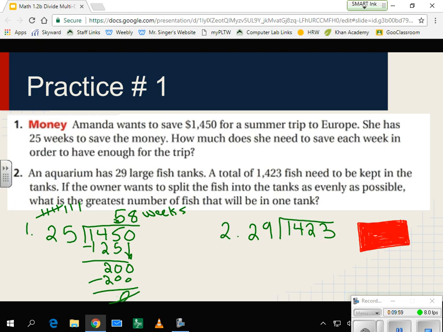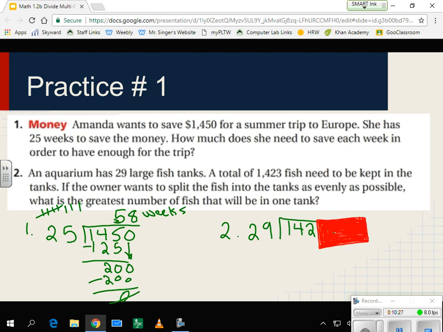So again, we cover everything up except the 1. Does 29 go into 1? Nope. Does 29 go into 14? Nope. But 29 will go into 142. Now 29 is a tricky number to work with. They should have just had 30 fish tanks, and that would make it a little easier. But they don't. But we can use 30 as that compatible number to get as close to 142 as possible.